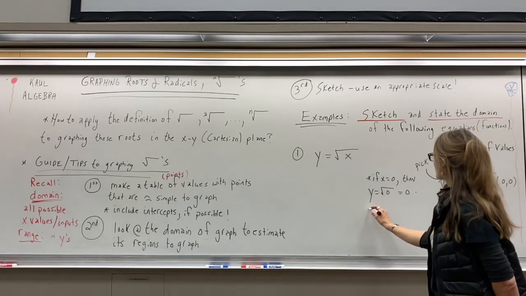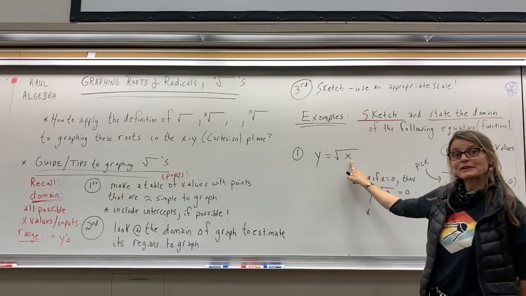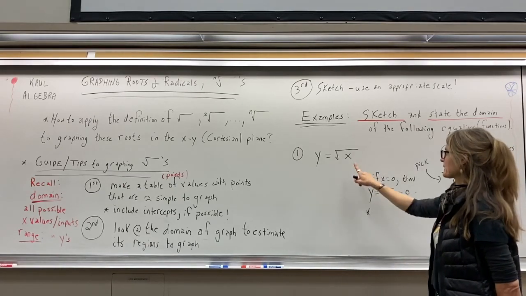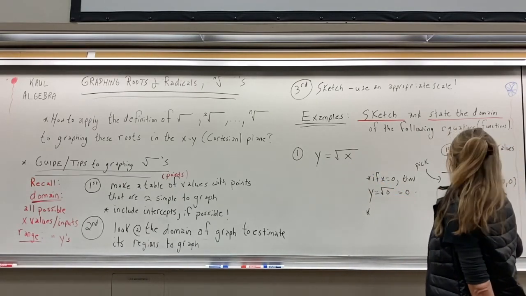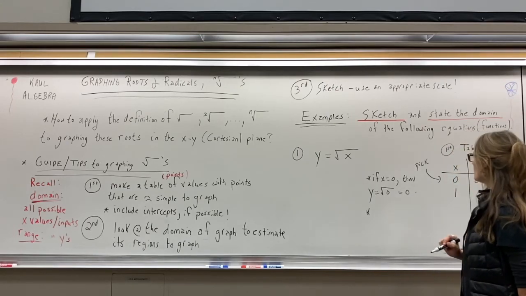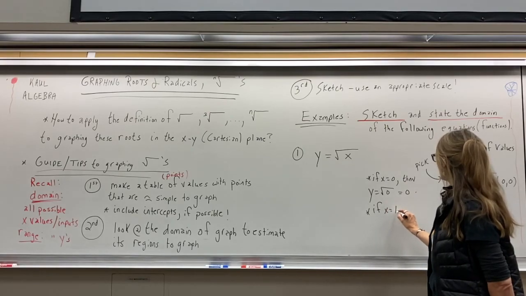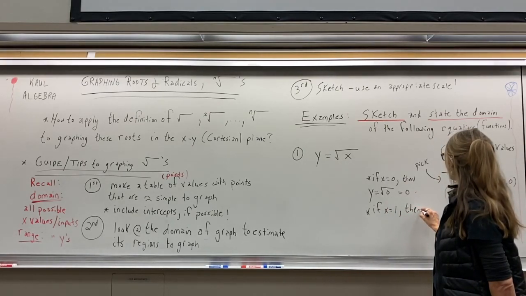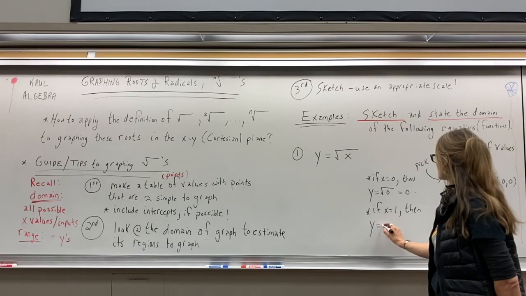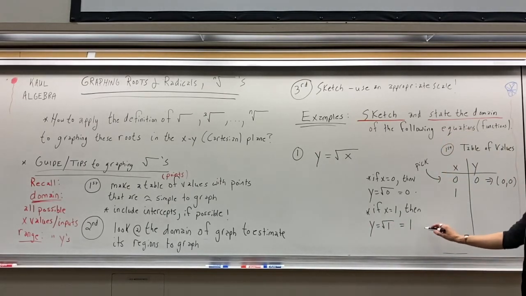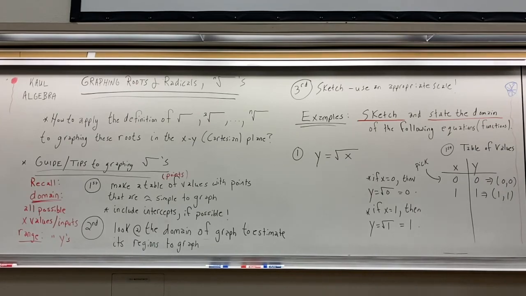Now let me pick another one. I want to pick perfect square numbers that work. Let me pick the number 1, because I know 1 is a perfect square. If x equals 1, then y equals the square root of 1, which equals 1. That means we have the ordered pair (1, 1) on there. All right, we have 2 points on our graph.